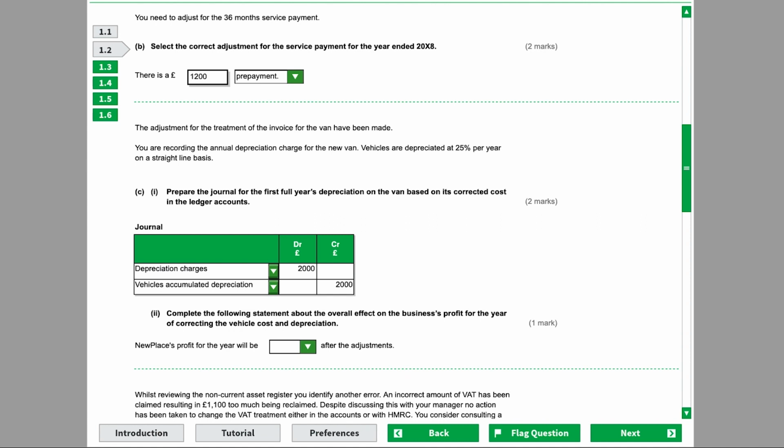Right, part I then. Complete the following statement about the overall effect on the business's profit for the year of correcting the vehicle cost and depreciation. So what we need to determine here is whether the profit for the year will have either increased or decreased after the adjustments. Well, the profit for the year will have decreased, so it should be lower after the adjustments.